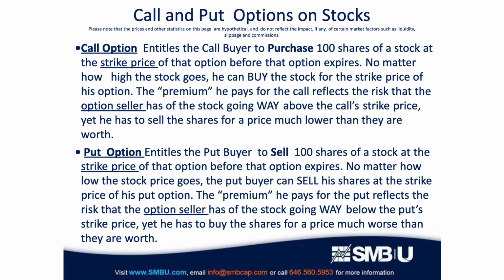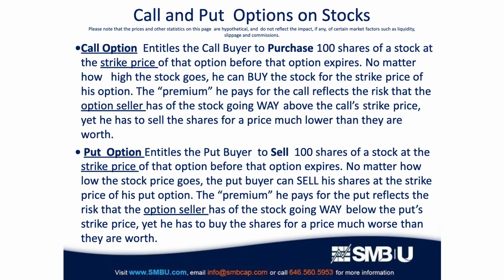So in the case of a call, even if the stock is going way above the strike price of the call, the buyer can exercise his right to buy 100 shares at that strike price. In other words, he's entitled to buy the shares way below the market. He could flip them the next minute and make a huge profit on those shares in that case.